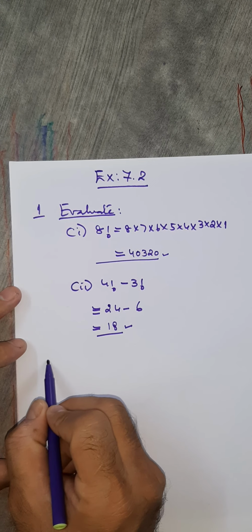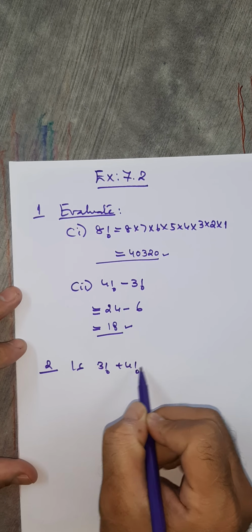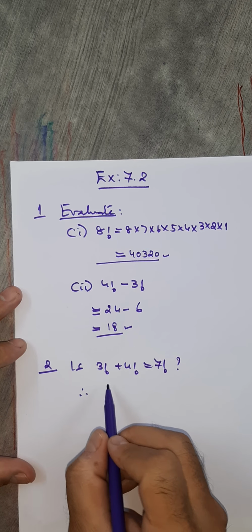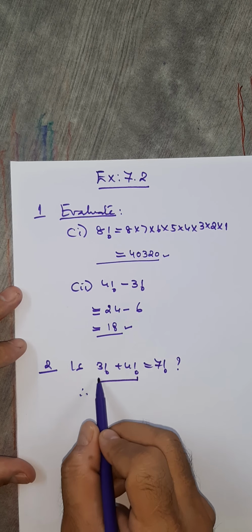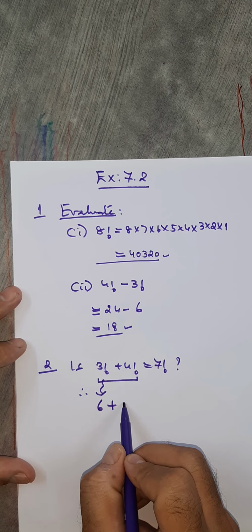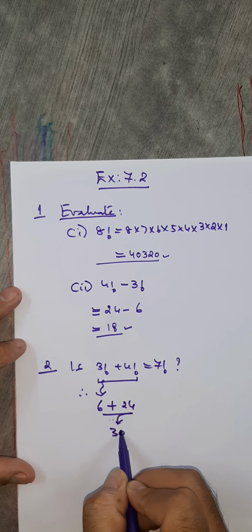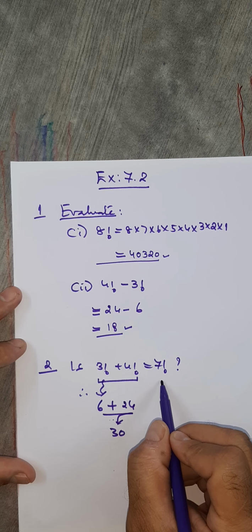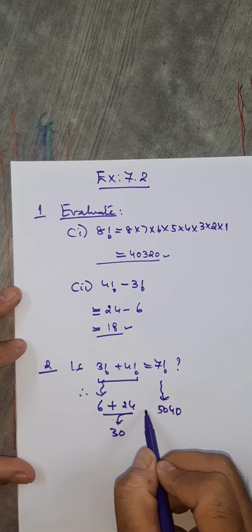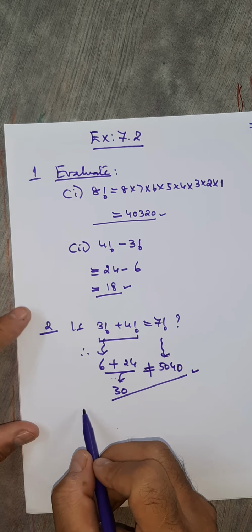Question number 2 here. Is this true? 3 factorial plus 4 factorial equals 7 factorial. That's the question. So obviously the answer is no. Remember, we don't have such a property. You can verify. What's 3 factorial? 6. What is 4 factorial? 24. So here the sum is just 30. And what is the RHS? 7 factorial. You know it's a comparatively big number, 5040. So these two are not equal. So obviously this is not true.